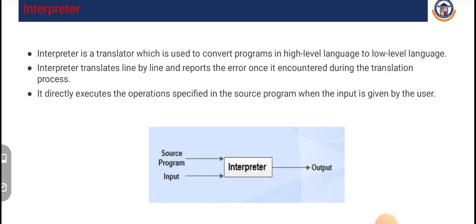The interpreter translates line by line and reports the error once it is encountered during the translation process. It directly executes the operation specified in the source program when the input is given by the user. This is the example diagram for the interpreter. The user source program or high level language program, otherwise we can represent it as the input. If we give the high level language program to the interpreter translator, it will be converted into output. The output may be a low level language program, machine level language program or binary level language program. The binary level language program is the zeros and ones, which the system can understand.